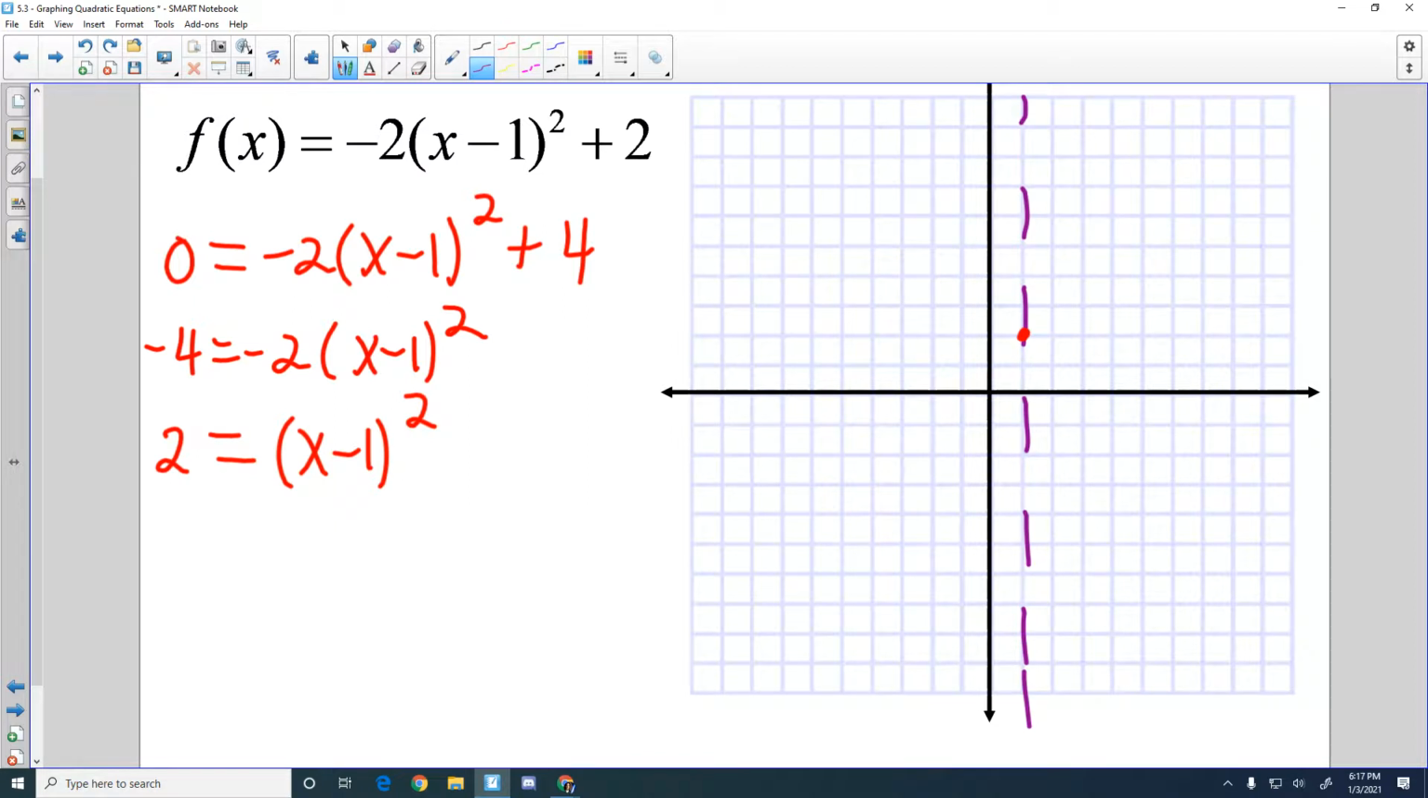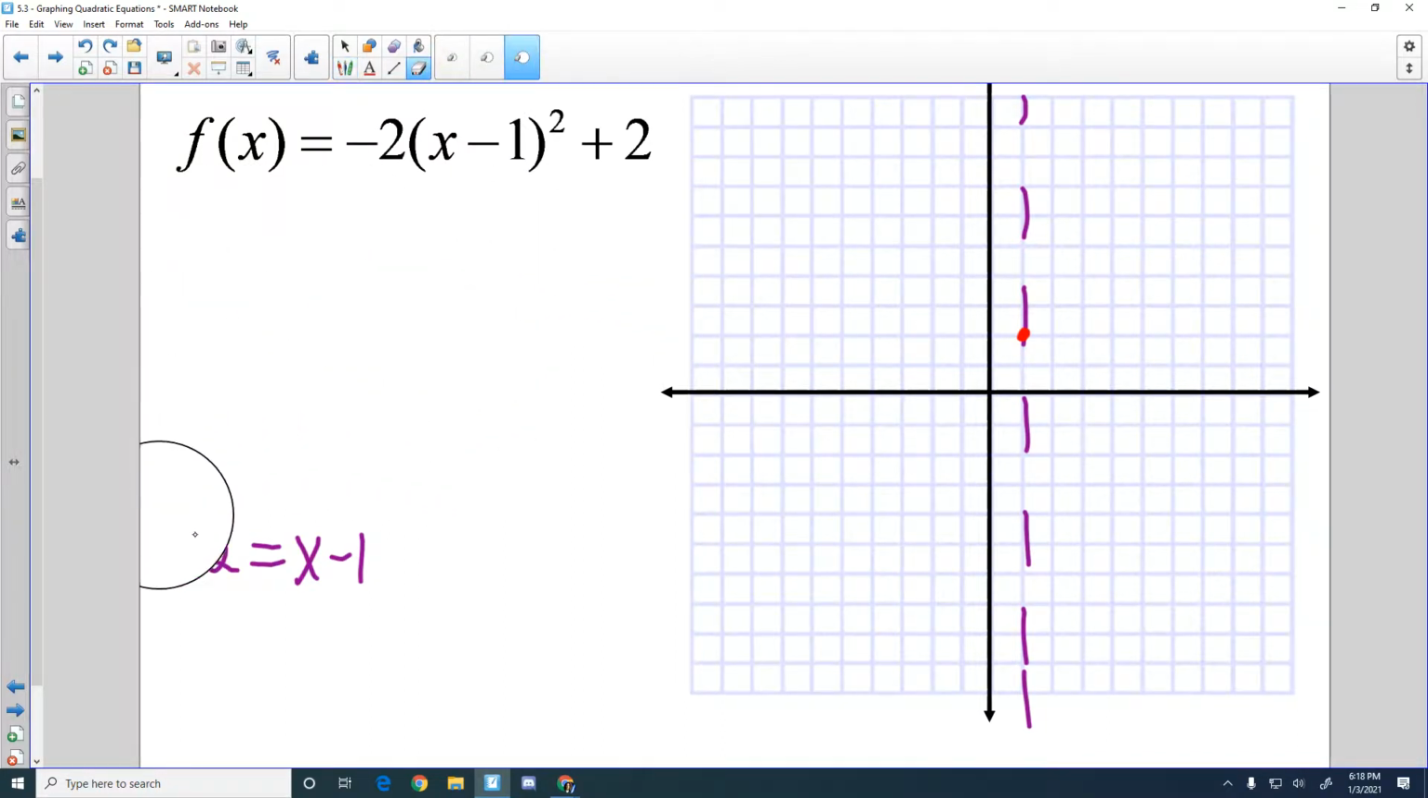And now we need to square root both sides, but I have this square root of 2 now. And then we're going to get a plus or minus, but root 2 isn't a nice number. So we're not going to get good x-intercepts on this one that are going to be rational numbers. And so we're not going to be able to figure this one out just like that last one. We have to do something else.